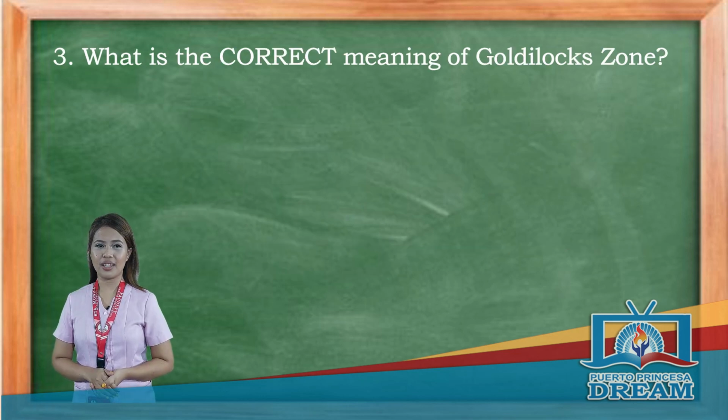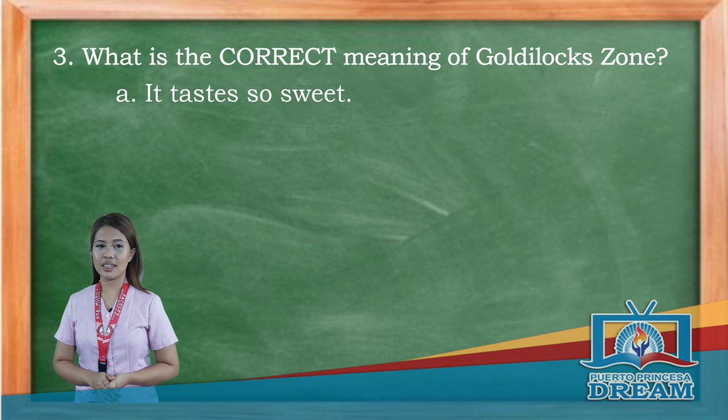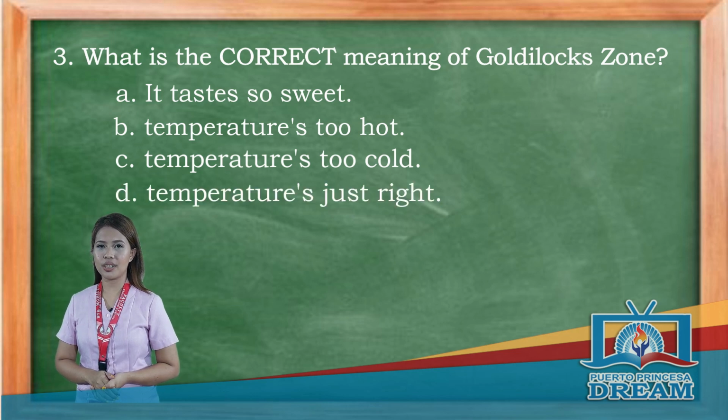Question number 3. What is the correct meaning of Goldilocks zone? A. Taste so sweet. B. Temperatures too hot. C. Temperatures too cold. And D. Temperatures just right.